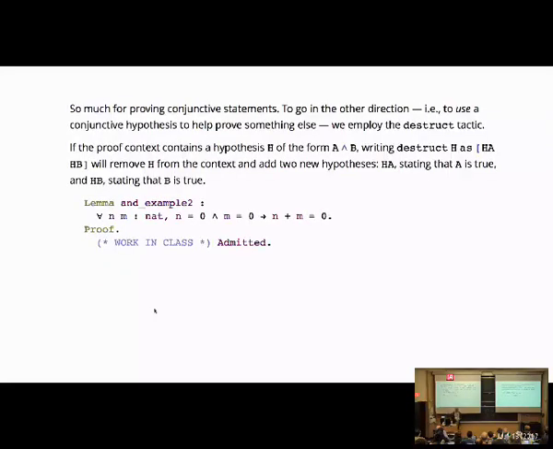All right. So this was illustrating how to prove conjunctive statements using split or and_intro if you want. What about if we're given a conjunctive statement, how do we use it to prove other things?